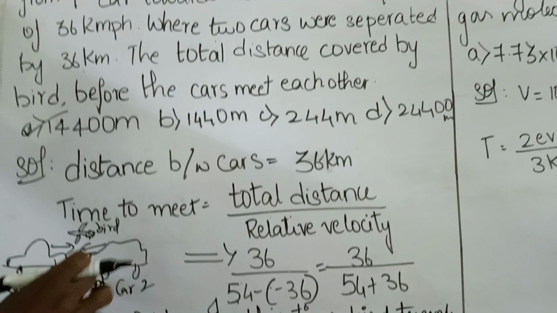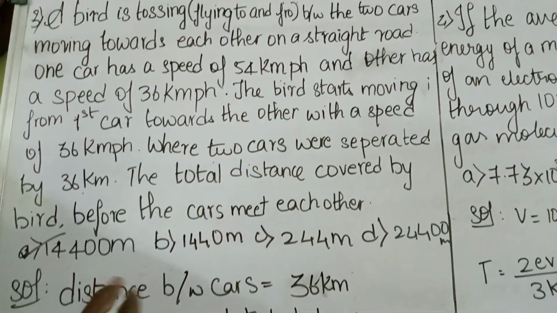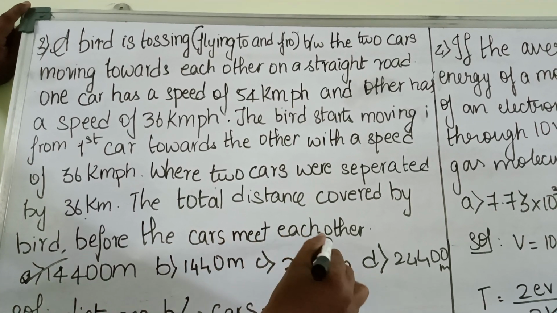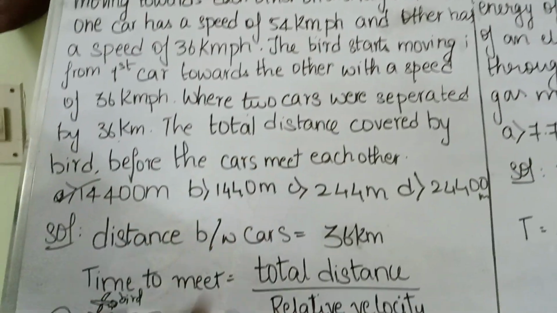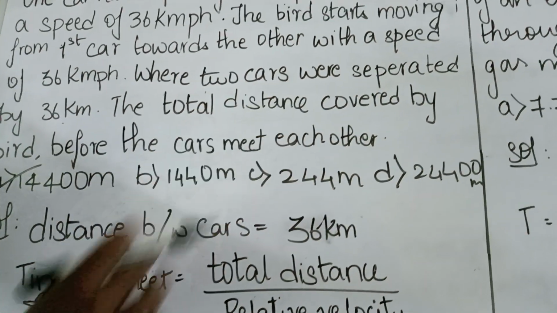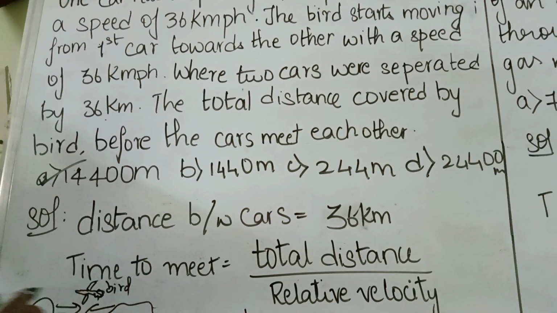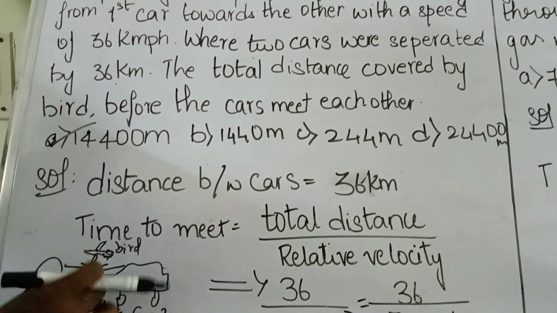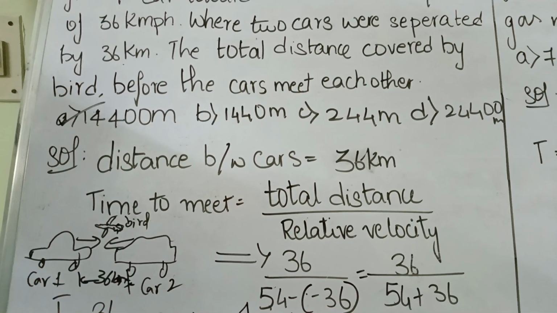These are having a distance of 36 kilometers per hour. The total distance covered by the bird before the cars meet each other. రెండు కార్స్ కలిసేటప్పుడు బర్డ్ ఎంత మనకు ద డిస్టెన్స్ కవర్ చేస్తుంది అంటే బర్డ్ ఈజ్ మూవింగ్ టువర్డ్స్ లైక్ దిస్ టు అండ్ ఫ్రో. వెన్ ద టూ కార్స్ మీట్ రెండు కలిసినప్పుడు బర్డ్ ఎంత డిస్టెన్స్ ట్రావెల్ చేస్తుంది.